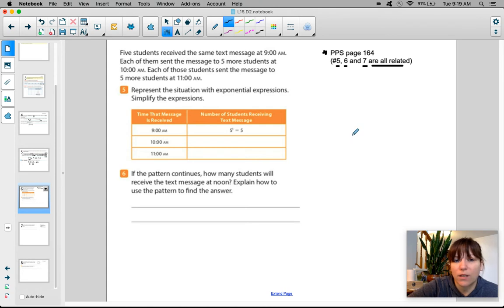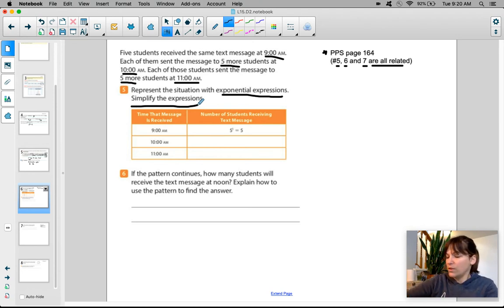Okay, so like any good problem solver, you need to read and underline and mark up your problem. So 5 students received the same text message at 9 a.m. Each of them sent the message to 5 more students at 10, and each of those students sent the message to 5 more students at 11. So you're seeing that pattern of things are increasing times 5 with each hour. So that is repeated multiplication, and we are going to represent the situation with exponential expressions and then simplify.